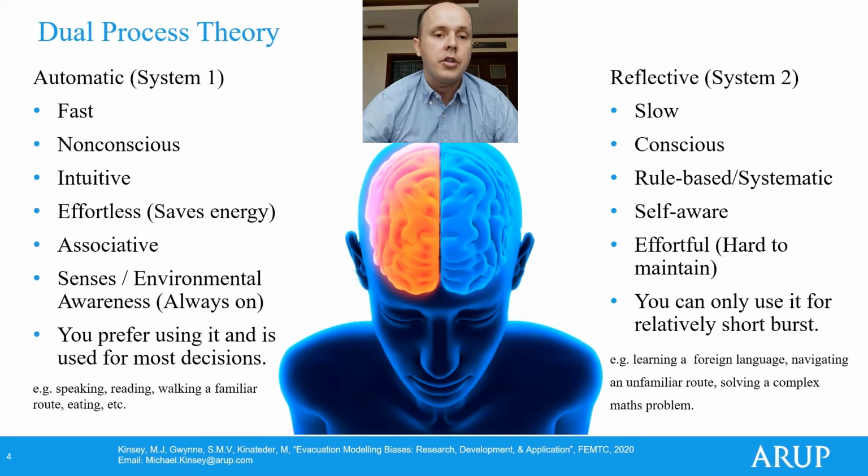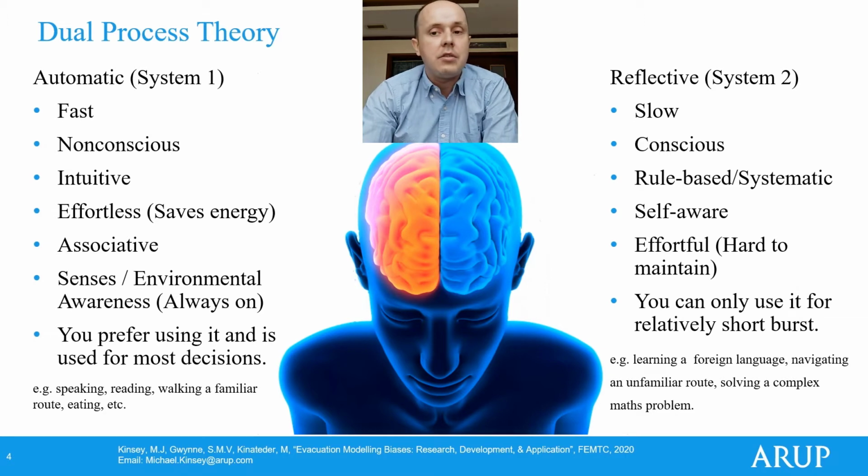So your brain can function as if employing two independent but interacting systems. The first we might call the automatic system, or system one. This is typically fast, you do it non-consciously. It's what you use when you have an intuition about something. It uses less energy, it's associative, so it's looking for patterns, and it's typically what your senses use, and you prefer using it. So when you're listening to me now, you don't have a choice whether you understand my words. Your brain is automatically processing it. The same happens when you're reading or doing something familiar.